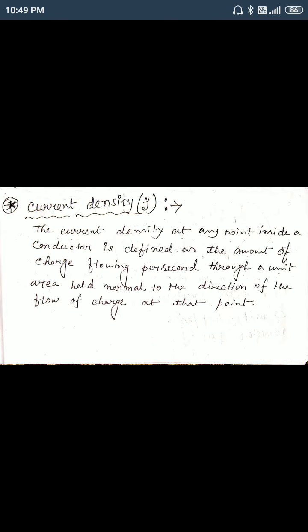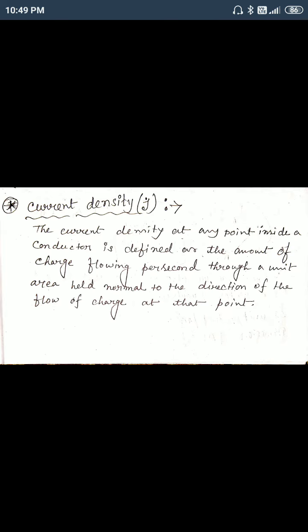Density means mass by volume. So how do we define current density? It is denoted by small j. Current density at any point inside a conductor is defined as the amount of charge flowing per second. So we know that the charge flowing per second gives us the electric current.